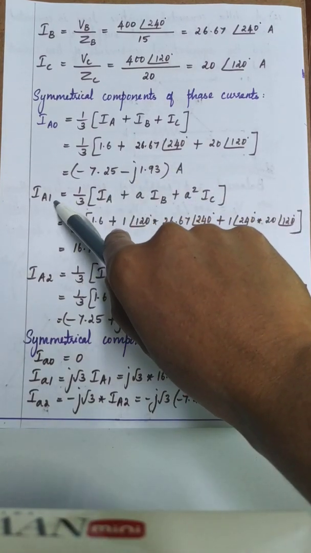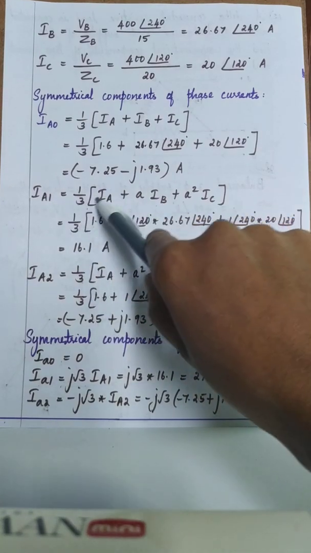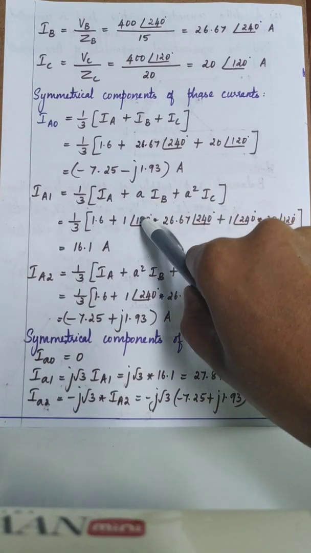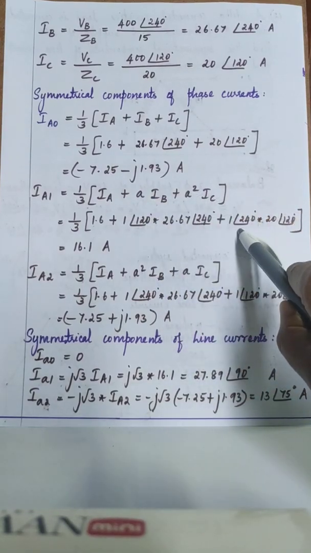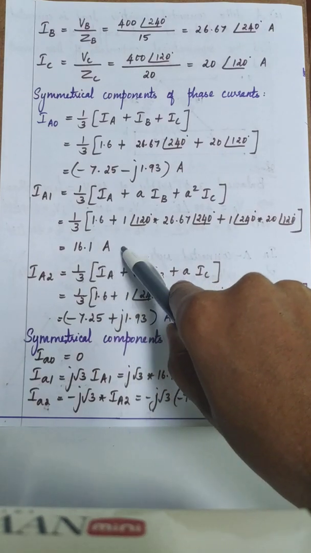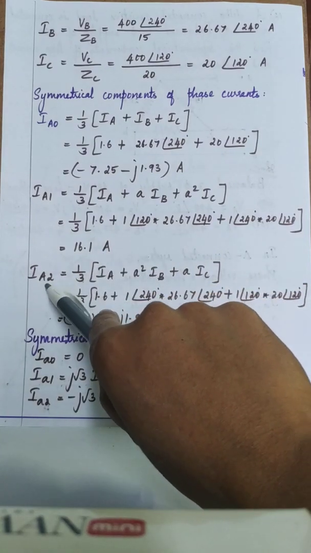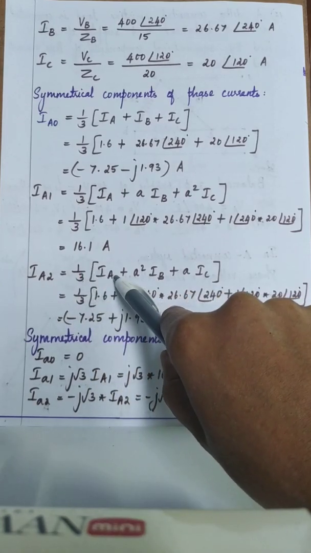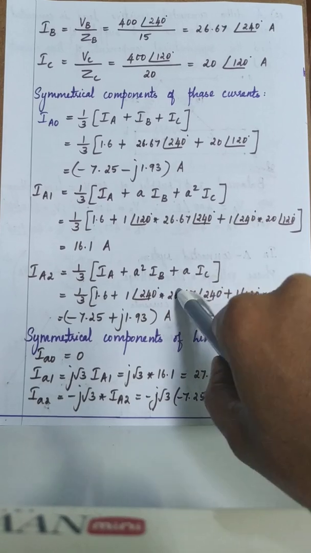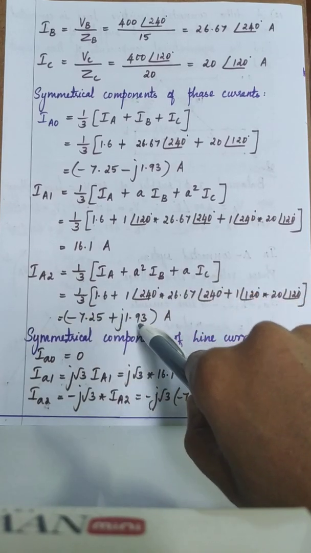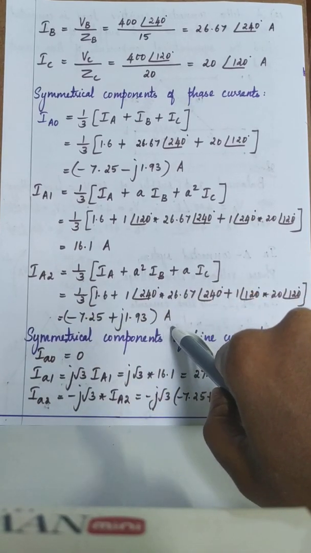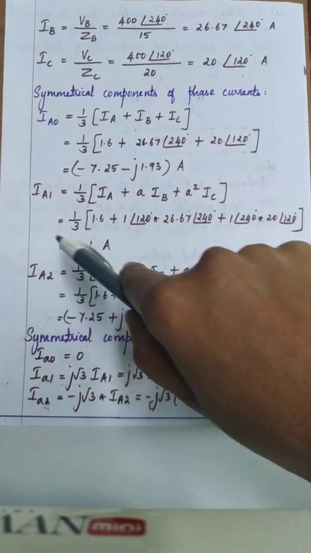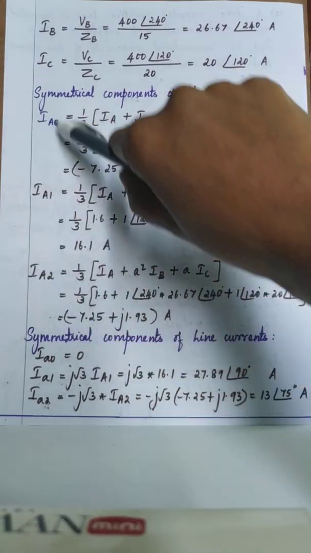So the positive sequence component of phase current I capital A1 is 1 by 3 into IA plus AIB plus A square IC. Now you know what to be substituted for IA and what to be substituted for A square. You will get the answer as 16.1 amperes. The negative sequence component I capital A2 is equal to 1 by 3 into IA plus A square IB plus AIC. Substitute, get the answer as minus 7.25 plus J 1.93 amperes. So I capital A0, A1, A2 give you the symmetrical components of phase currents.